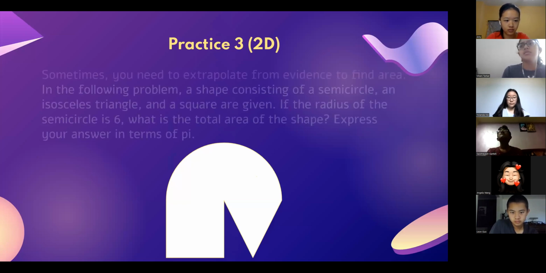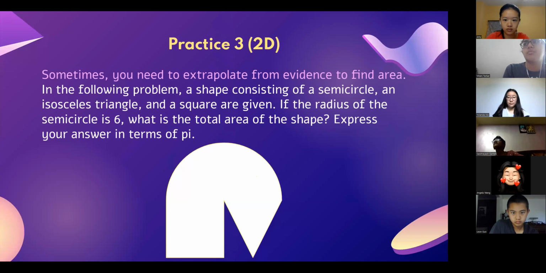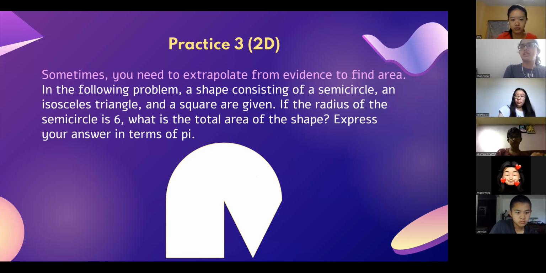And practice problem 3. Sometimes you'll need to extrapolate from the evidence given to find the area. In the following problem, a shape consisting of a semicircle, an isosceles triangle, and a square is given. If the radius of the semicircle is 6, what is the total area of the shape? Express your answer in terms of pi. It already gives us the shapes to divide it into, so that's a hint.